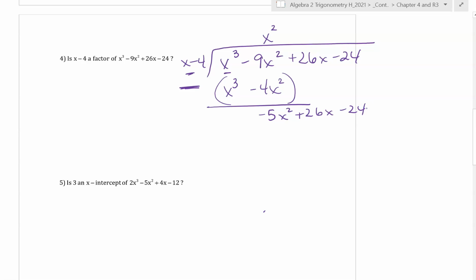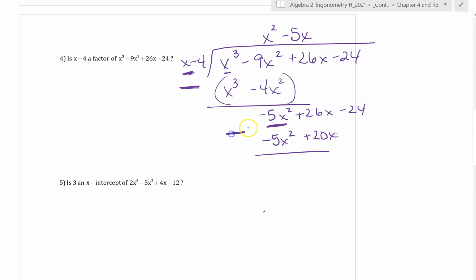So now for our next step, we're wondering, what do I multiply x by to end up with negative 5x squared? Because again, our goal is for that first term to cancel out. So that means that negative 5x is the next term in our quotient, and we're going to multiply negative 5x times each term in the divisor. So negative 5x times x is negative 5x squared. Negative 5x times negative 4 is plus 20x.